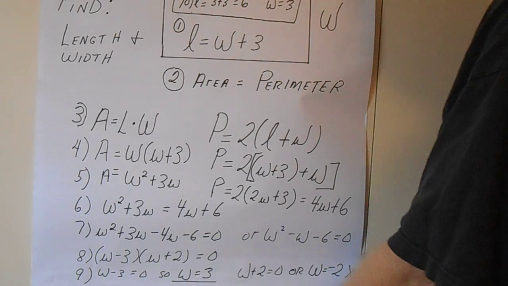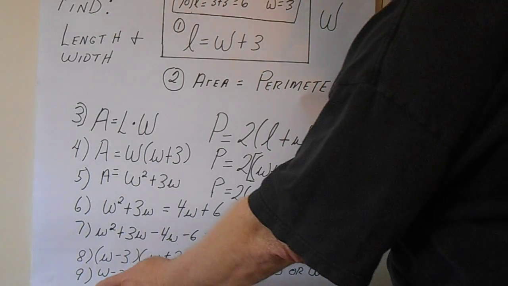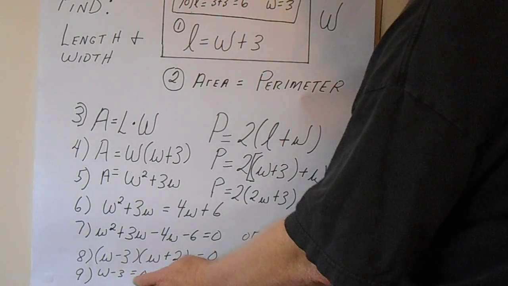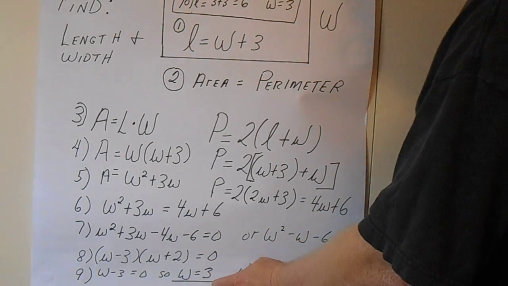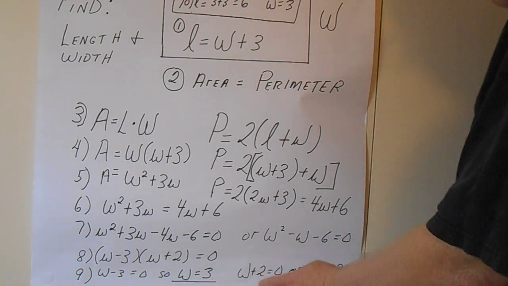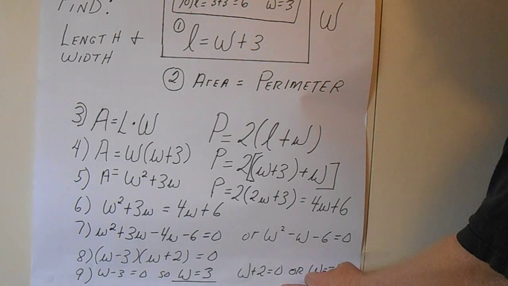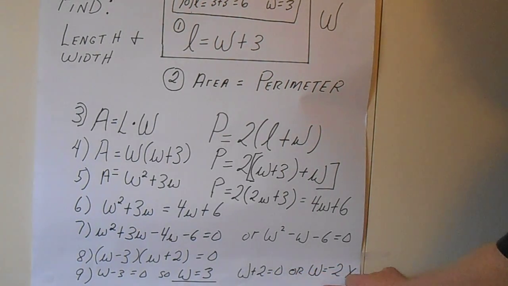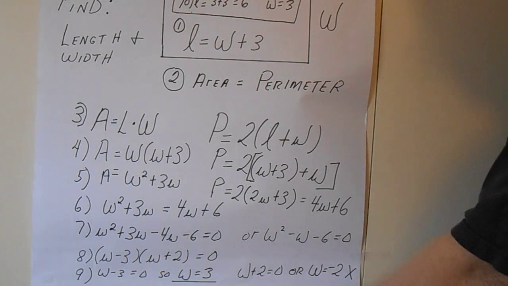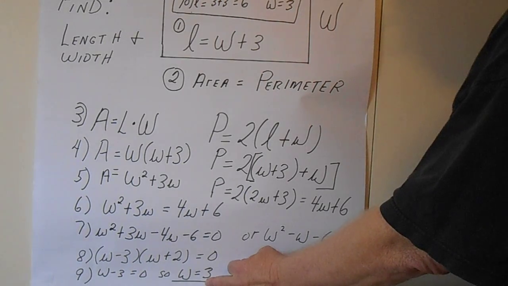And from there, we just make each parentheses equal to 0, so W minus 3 equals 0, so W is equal to 3, so width is equal to 3. The second parenthesis, W plus 2 equals 0, or W equals negative 2, width equals negative 2. Well, we cannot have a negative width. There's no such thing as a negative distance, so we cross that answer out. So for our problem, we're going to use W equal 3.